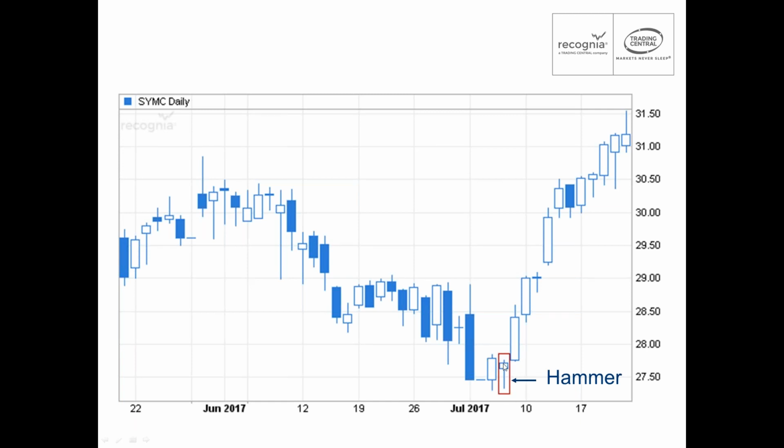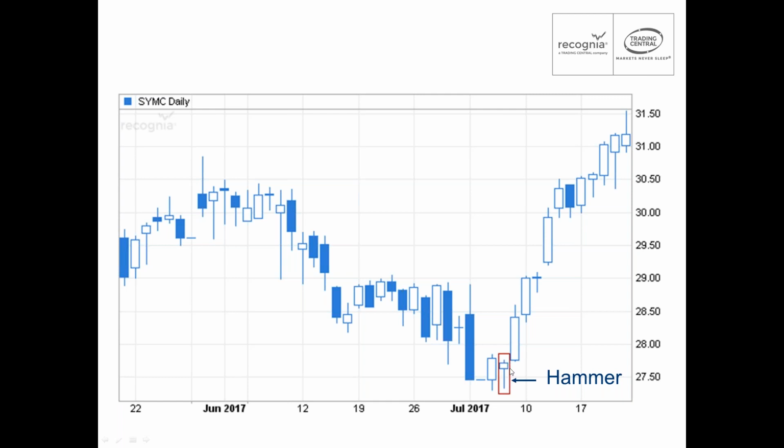So you can see why it's called a hammer. It kind of looks like a hammer. It's got a hammer head on top, and it's got a long handle coming down. So the hammer is thought of as a bullish reversal pattern. It tells us the previous trend is likely to reverse. So here you can see the stock has been sliding over a number of days or weeks.